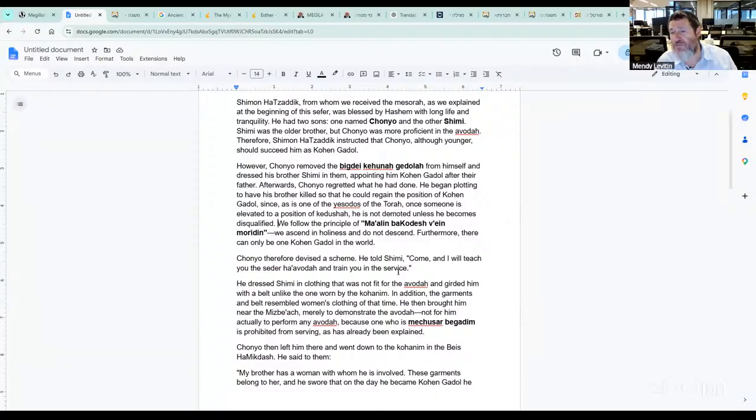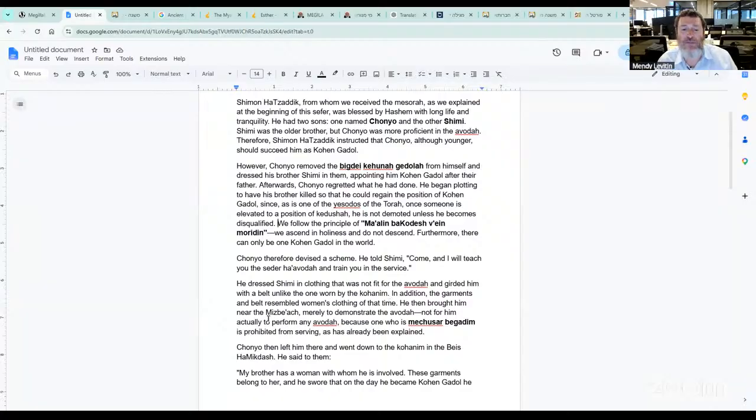So Chunya knew the service better than his older brother. He tells him, "I'm going to teach you how to be high priest." He dressed Shimi in clothing that was not fit for avoda, meaning he put him in a belt, and he girded him with a belt unlike the one worn by Kohanim. In addition, the garments and belt resembled women's clothing of the time. He dressed him in women's clothing. In the Gemara in Menachos, it says he dressed him in his wife's clothing, as a sign of his love for his wife or his girlfriend.